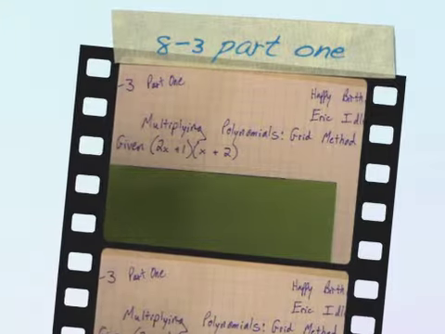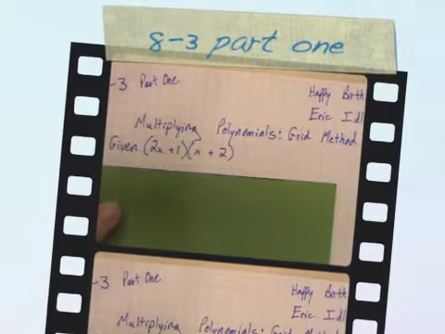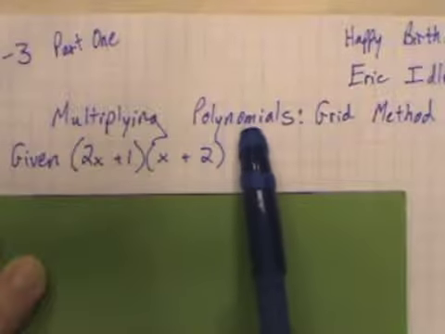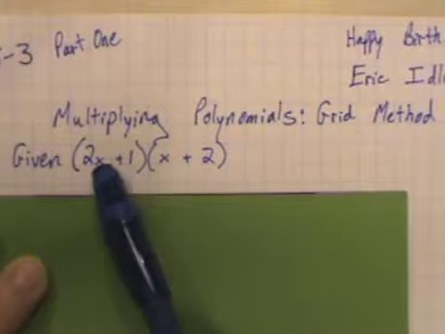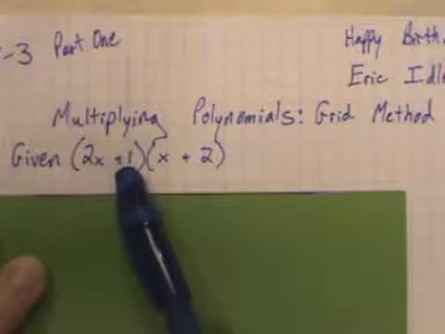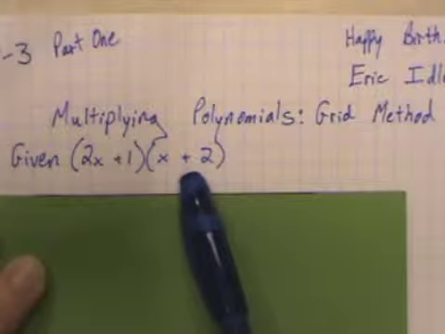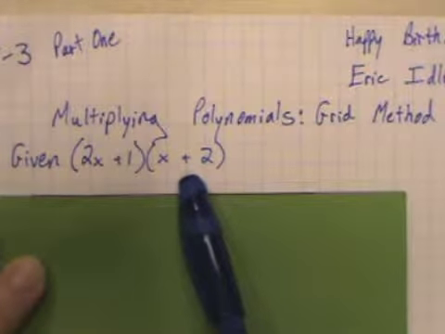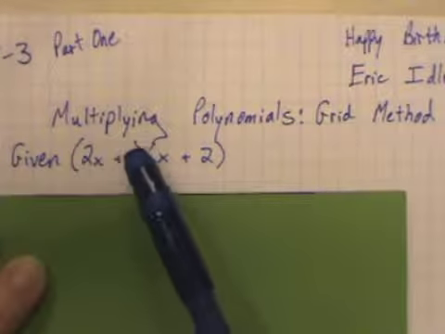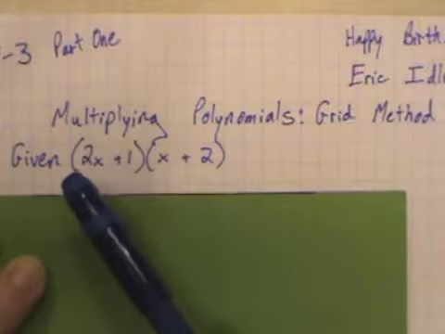So we're moving on to lesson 8-3, and this lesson is concerned with how you multiply polynomials. So instead of just 2x times quantity x plus 2, what happens if you have 2x plus 1 times the quantity x plus 2? Well, there are 4 different ways I'm going to show you how to do this. 2 of them in this lesson and 2 of them in the next lesson.